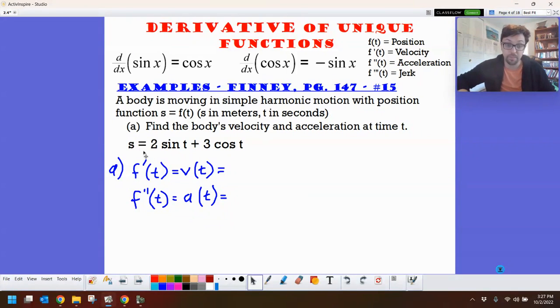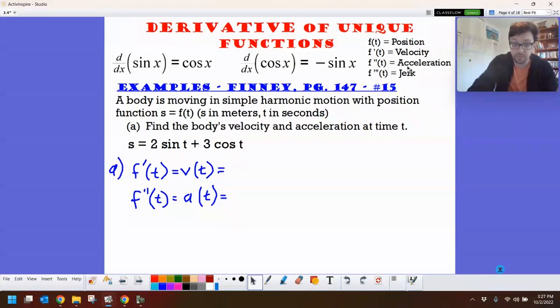This one, we've got this body in motion. So this is the body's position. We want to know what its velocity and acceleration are. So to find the velocity of it, we just need to take the derivative of the position function. So if you have position, take derivative, you get velocity.